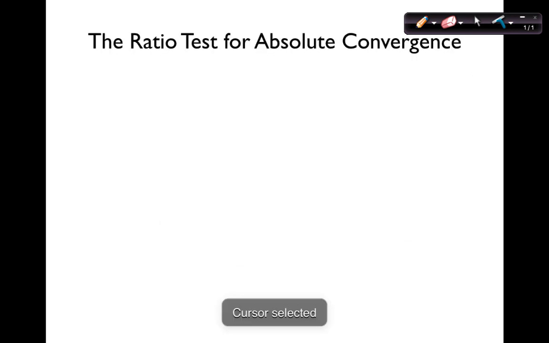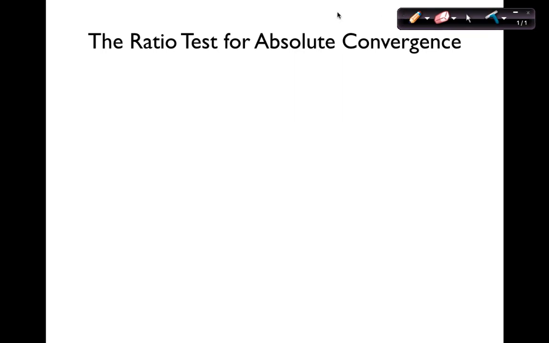All right, so here's a test for absolute convergence. Sometimes you can use the definition, like what we just did: throw absolute values on there and see if it converges. But sometimes that won't help. It won't work. So here's another test for absolute convergence. It's called the ratio test.